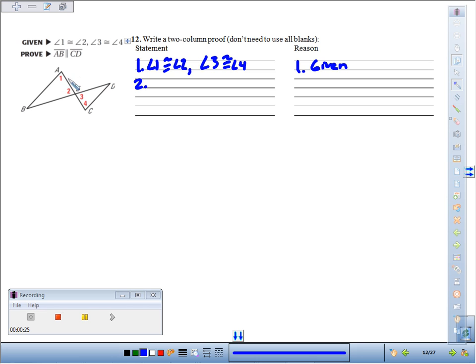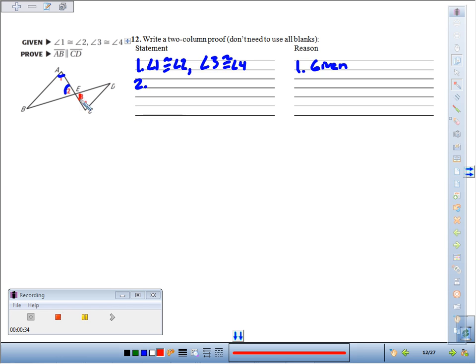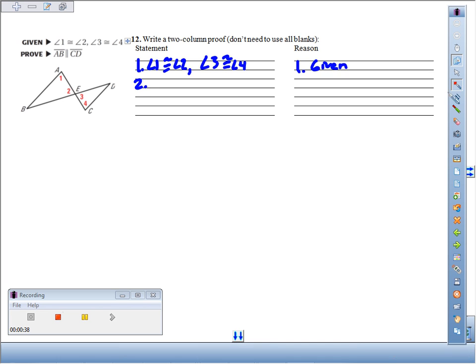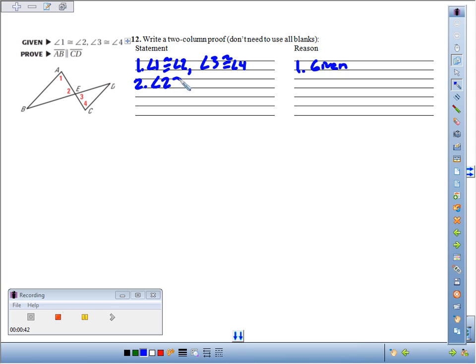So if I'm marking a diagram, I suppose I could say angle 1 is congruent to 2, and they also told me that angle 3 is congruent to, well, that just bottles things up. I'm not going to mark it. Second thing I could say, though, is that I know angle 2 is going to be congruent to angle 3. So I know this angle and this angle are going to be congruent by the vertical angles congruence theorem.